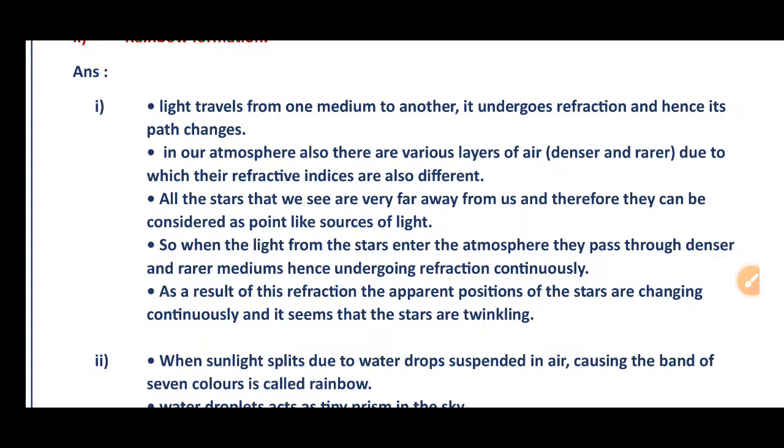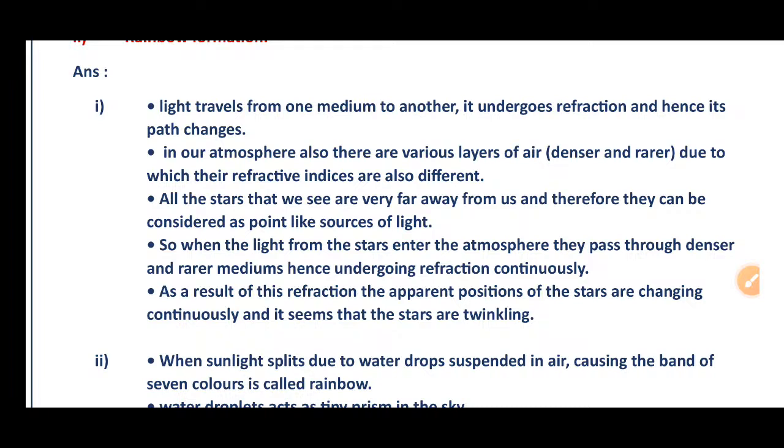All the stars that we see are very far away from us, and therefore they can be considered as a point, like a source of light. So when the light from the stars enters the atmosphere, it passes through the denser and rarer mediums, hence undergoing refraction continuously. As a result of this refraction, the apparent position of the stars changes continuously, because of a point-like star.